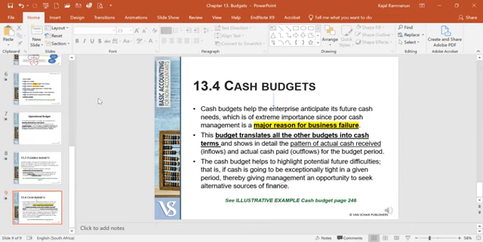The cash budget translates all the other budgets into cash terms. So for example, the sales budget and the direct labor budget all need to transform into a cash budget. And the cash budget also shows you a pattern of the inflows versus the outflows. The cash budget also helps you highlight whether you're going to have any potential difficulties. Now, who can tell me what that's going to help you to do?